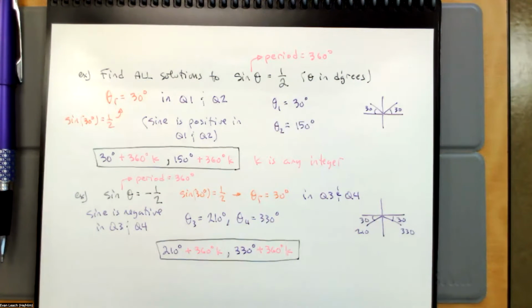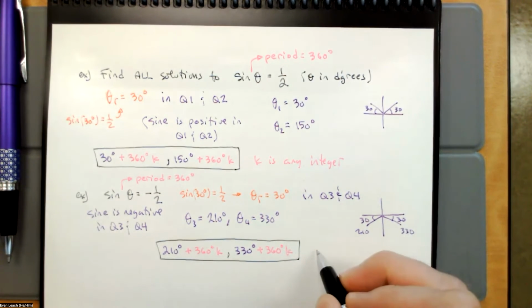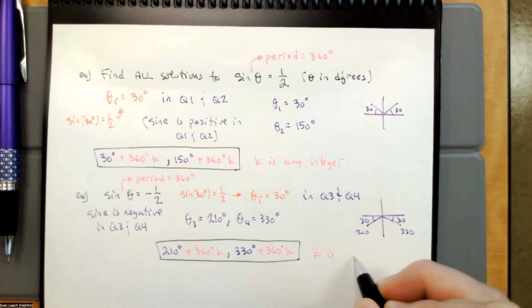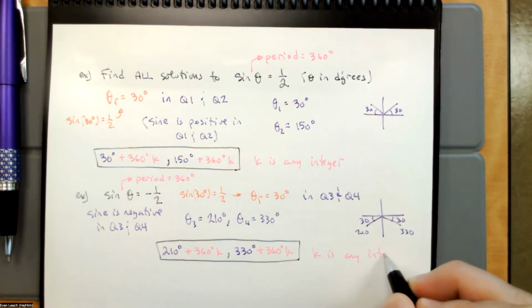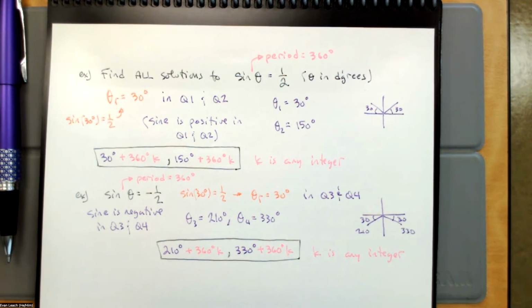Reference angle, trig function and the value. Quadrants, trig function and the sign, positive or negative. Add integer multiples of the period. If you forget to note that k is any integer, that's not a big deal. I will almost always let that slide. And I will start forgetting to write k.